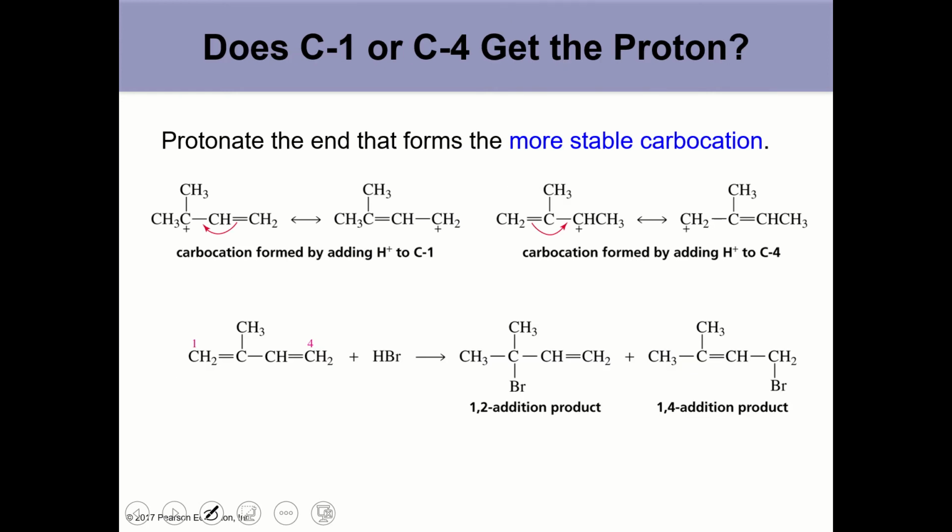So here's another example. Which one gets the proton, carbon 1 or carbon 4? We protonate the end that forms the more stable cation. So whichever position for the addition of hydrogen gives the most stable cation, then that will be the position that hydrogen adds to.